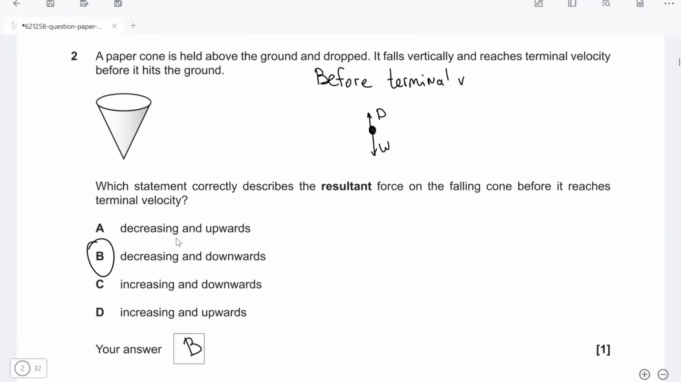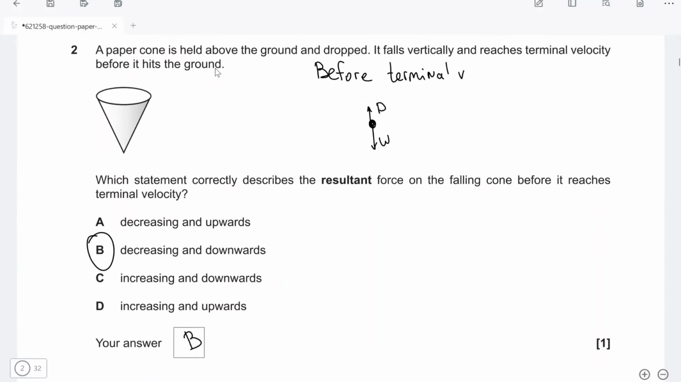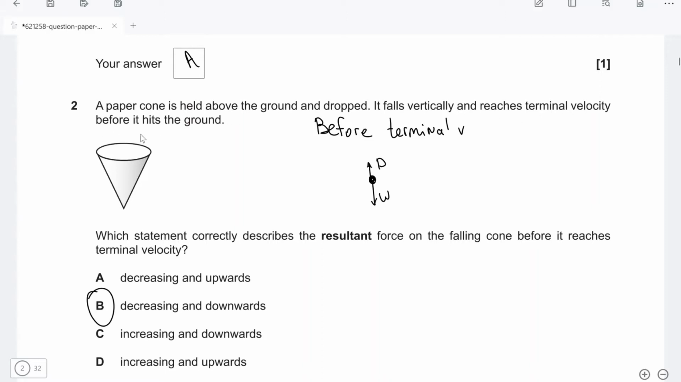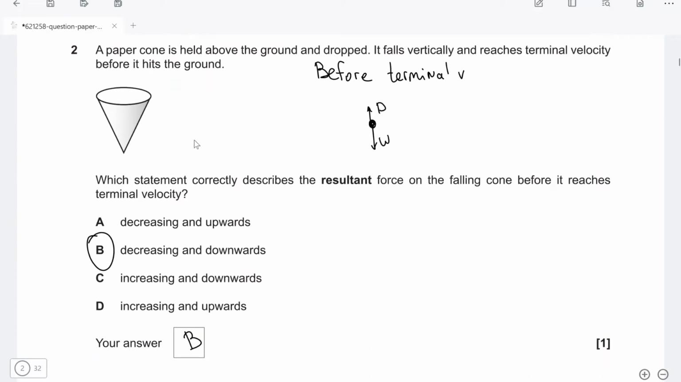Question 2, this is an interesting one. We have a paper cone is held above the ground and dropped, then it falls vertically and reaches terminal velocity before striking the ground. Which statement correctly describes the resultant force? Well, let's have a look at what the resultant force should be.